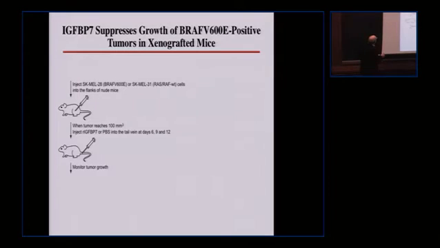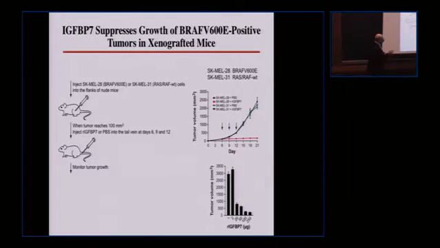He took human melanoma cell lines that either contained an activating BRAF mutation or were wild type for the RAF-RAS allele, introduced them into the flanks of mice, and when tumors reached a certain size, we injected either PBS or recombinant IGF-BP7 into the tail vein and monitored tumor growth. What he was able to show is that IGF-BP7 had a very strong attenuation of tumor growth, and that was specific for the melanoma cell lines containing the activating BRAF mutations. So that's by way of introduction.